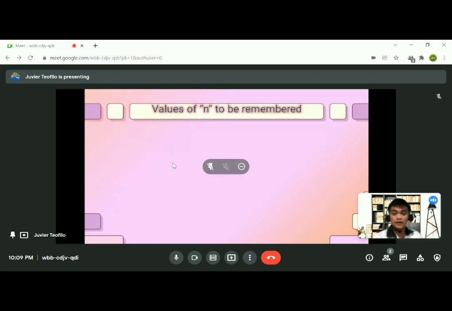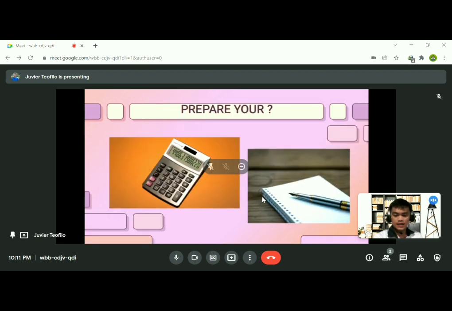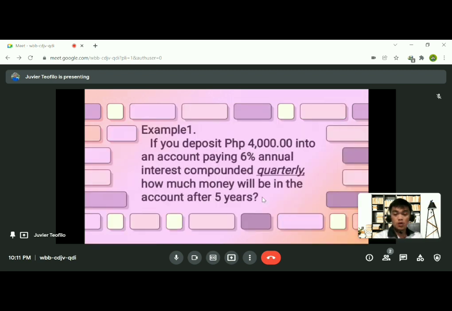Now, let's have the values of N to be remembered. To observe on our self-check activity, compounded yearly or annually is equal to 1, semi-annually is equal to 2, quarterly is equal to 4, monthly is equal to 12, weekly is equal to 52, and daily is equal to 365.